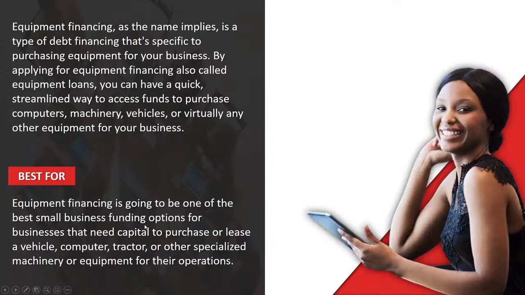Equipment finance is going to be one of the best small business funding options for businesses that need to purchase or lease a vehicle, computer, tractor, or specialized machinery. Typically, like the example we used before with the transportation industry, people want to lease a truck. People in the construction industry don't want to buy certain equipment, so they may lease backhoes, tractors, and drilling equipment.